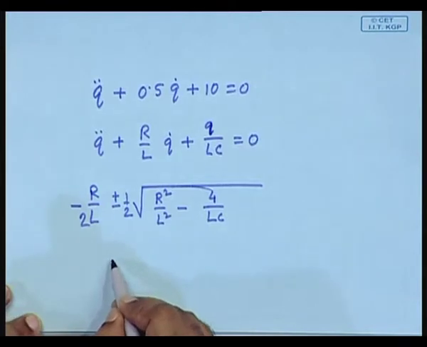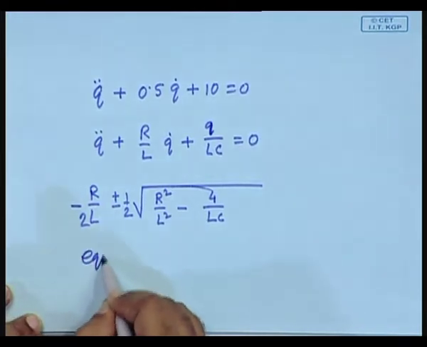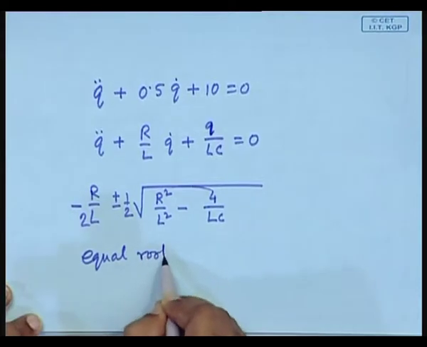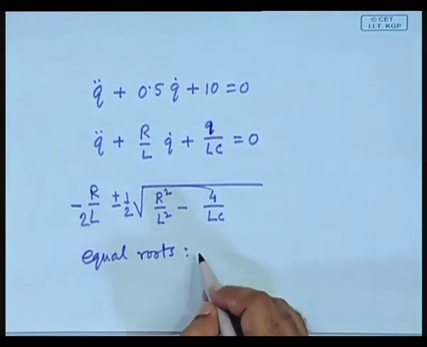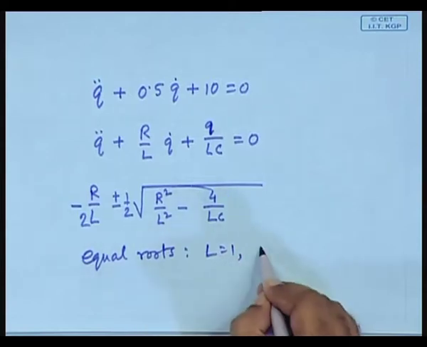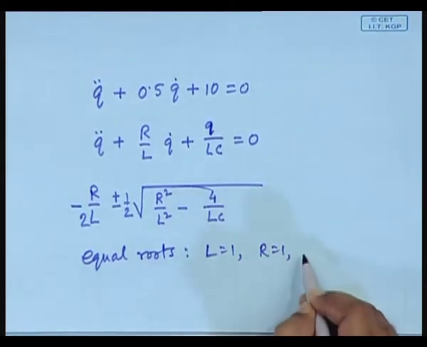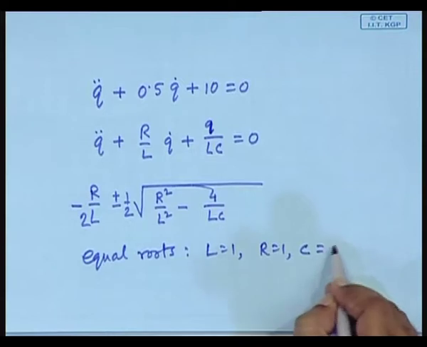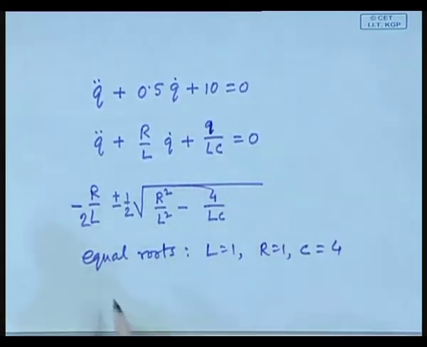Okay, so equal roots would be, give me a good suggestion. L is equal to 1, R is equal to 1, C is equal to 4. Okay, fine. And for what condition will it become real and distinct? R greater than this. Good.